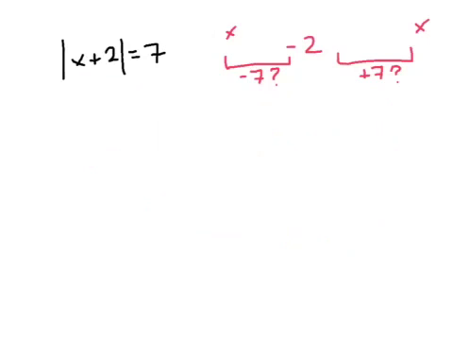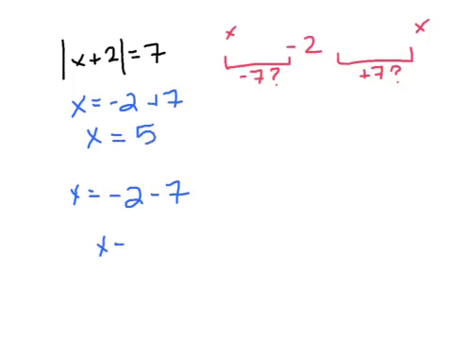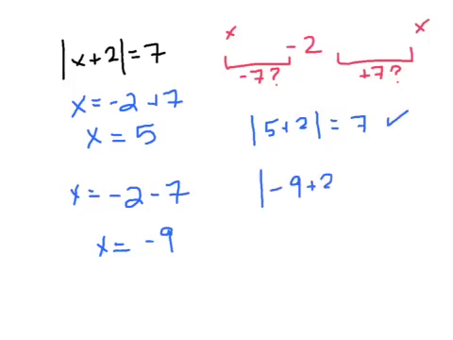So if x could be 7 above negative 2 or 7 below negative 2, then what I need to solve is x equals negative 2 plus 7, or x equals negative 2 minus 7. And so when I simplify those, I get x equals 5 and x equals negative 9. And just to check, I'm going to plug those in. So the absolute value of 5 plus 2 is indeed equal to 7. And the absolute value of negative 9 plus 2, which is negative 7, is also equal to 7.